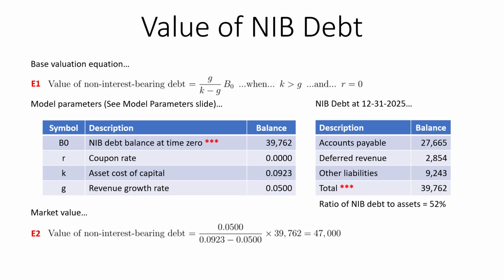Now, non-interest bearing debt is interesting. If we look at the table to the right, this is the composition of non-interest bearing debt at the end of December 2025. We have accounts payable of 27,665. Accounts payable is if I buy, and this is something that Amazon does, and I'm sure companies like Walmart do, and it's really pretty neat.